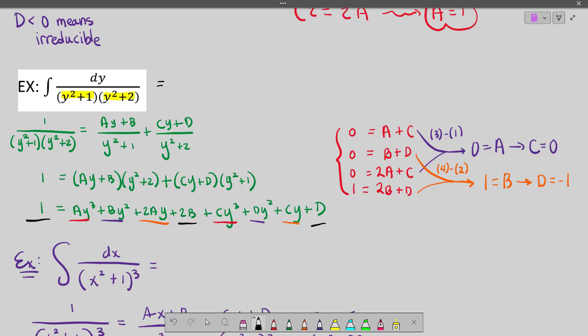All right, cool. We've got some zeros. So A and, oh gosh, the ones that are 0 are these ones. So that's going to go away and that's going to go away. When we plug in the zeros, that's not going to be too bad. It looked worse than it was going to be. So we have integral of b over y squared plus 1 plus d, which is minus 1 over y squared plus 2, dy.